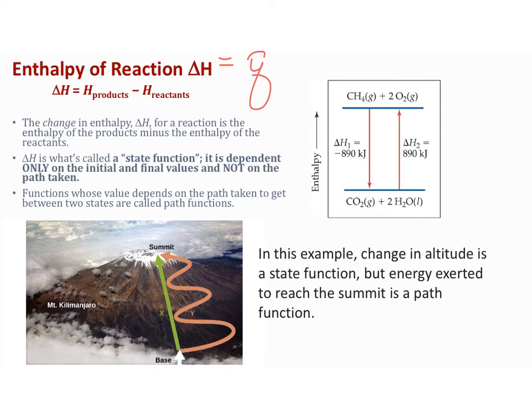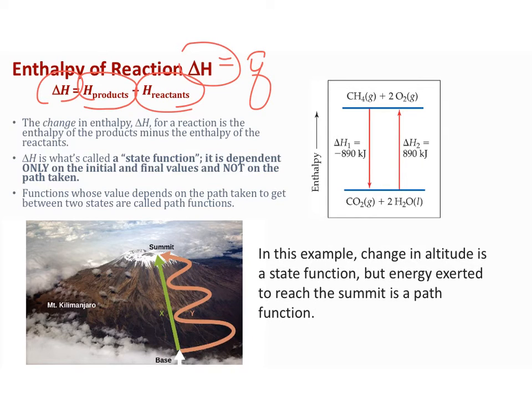So change in enthalpy, as change in anything, is typically final minus initial. If we're talking about a chemical reaction, the change in enthalpy for the chemical reaction would be total enthalpy of products minus total enthalpy of reactants. So it's kind of like final minus initial, right?